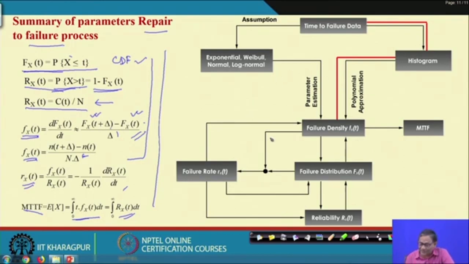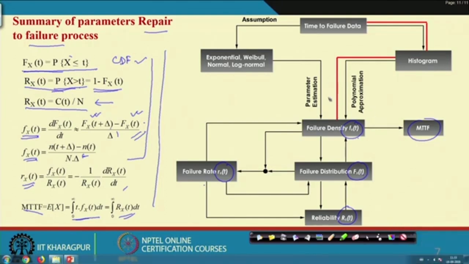under parameter estimation, what are the things given? Failure density, which is discussed. We have discussed the cumulative distribution function, reliability, hazard rate or failure rate, and mean time to failure. Okay. So, you have done an experiment, and from the experiment you will get time to failure data. Then from time to failure data you can develop a histogram, and then you can approximate the histogram through some polynomial expression. That we have not discussed here. We have basically given a polynomial approximation.